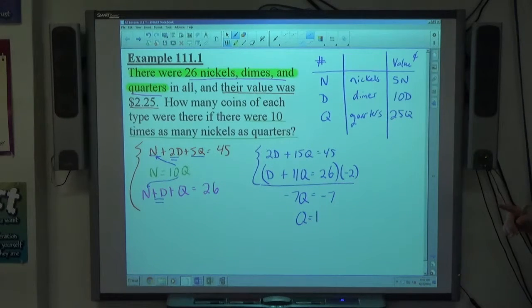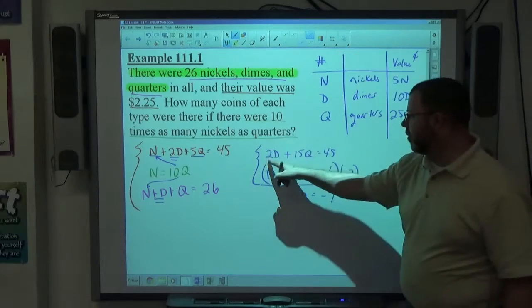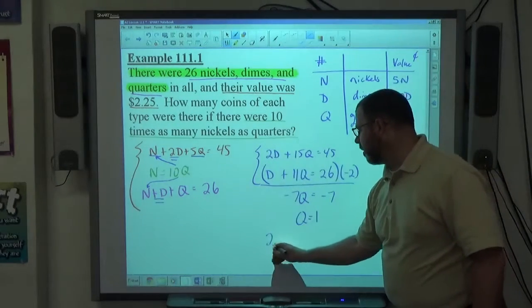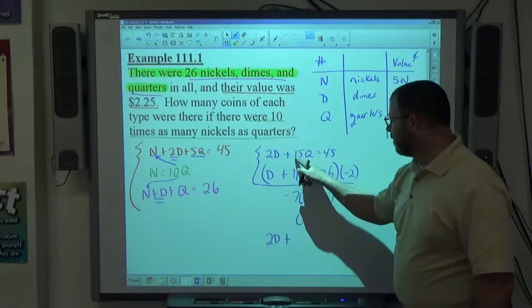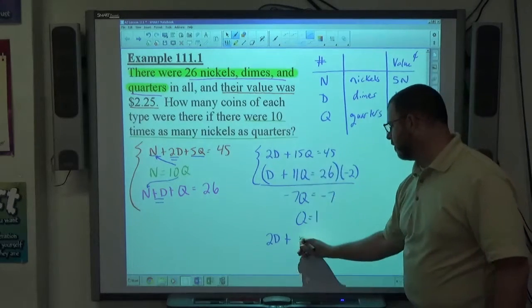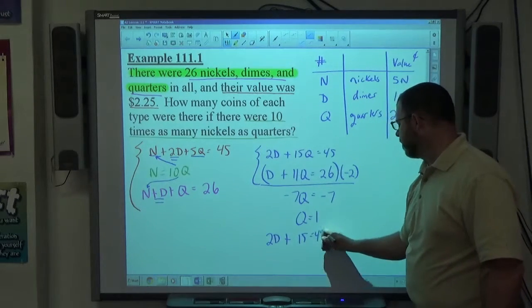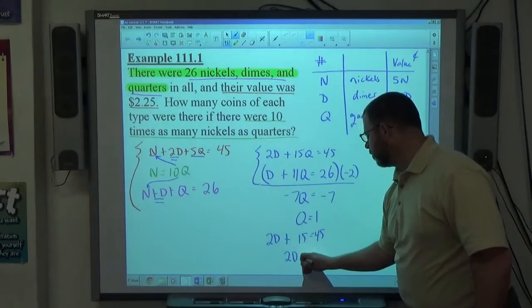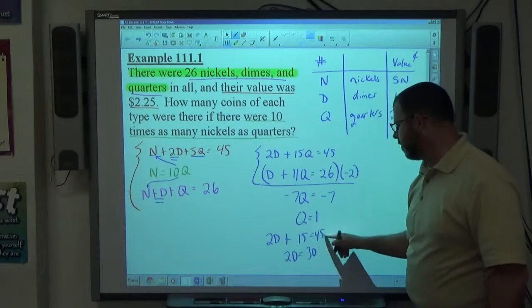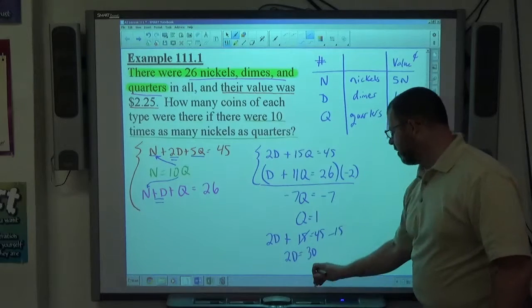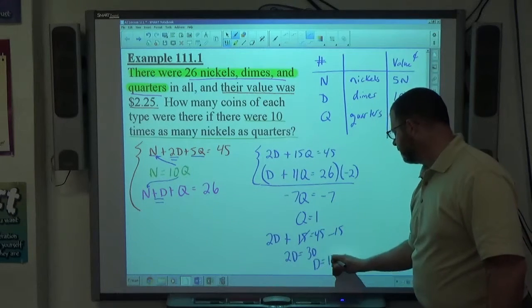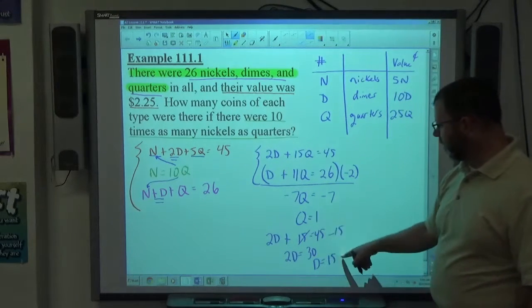All right, if I go back up to either one of the 2 equations, I'm going to go to this top equation here. It says 2d, that we don't know yet, plus 15 times q, which is 1, so plus 15 is equal to 45. That means 2d is equal to 30. Move the 15 over and subtract. Divide by 2, we get d is equal to 15. So we have 1 quarter, 15 dimes.